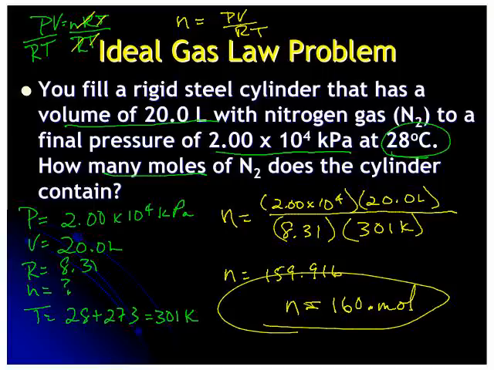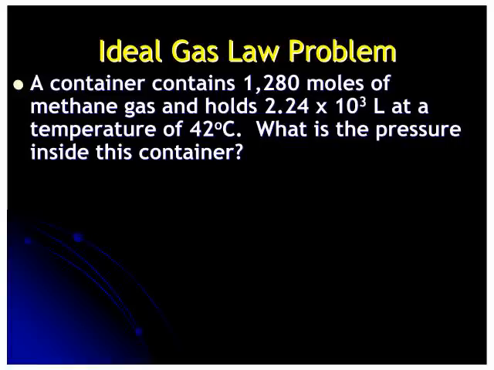Okay, so that's how you solve an ideal gas law problem. Let's do another one. So a container holds 1.280 moles of methane gas, and it holds 2.24 times 10 to the third liters at a temperature of 42 degrees Celsius. What's the pressure inside the container?